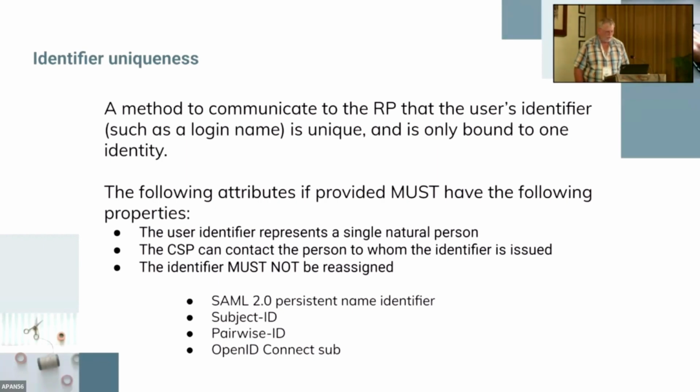The attributes that we're really concerned about having these properties are the SAML2 persistent name identifier, the subject ID, the pairwise ID, and the OpenID Connect sub. So they're basically technical attributes about people, and they need to meet these particular rules. And if they do, then the IDP can assert that identifier uniqueness for this particular user is good.